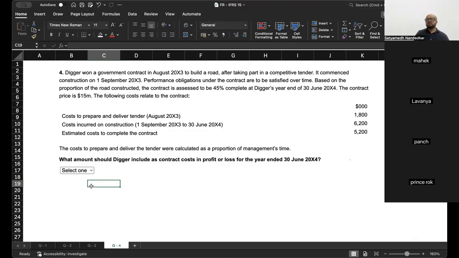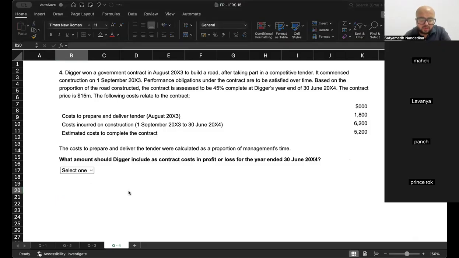That is basically before getting that particular contract allocated to you. In government contracts, this happens very frequently. The government invites bids from different people. Everybody will submit a bid, like I will quote something, and then Mehak will quote something, and then Prince will quote something, and then the government basically chooses the lowest possible bid. Based on the proportion of the road constructed, the contract is assessed to be 45% complete.